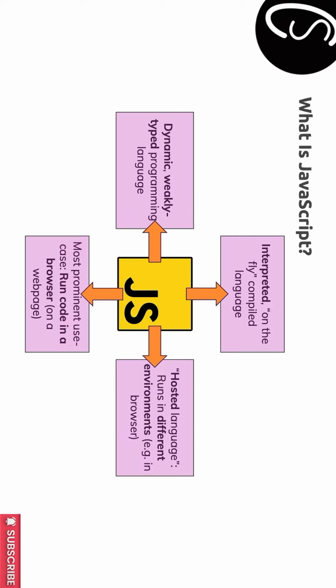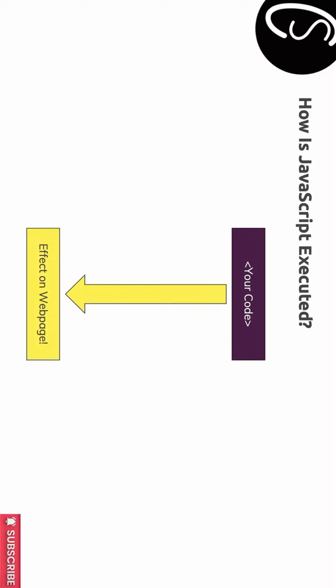Let's have a look at this interpreted on-the-fly compiled thing. How is the JavaScript code in our browser executed? And not just in our browser, but typically in any environment where you run JavaScript. Let's say you write your JavaScript code and you want it to have some effect on the web page, if we talk about the browser as the environment where we run our script.